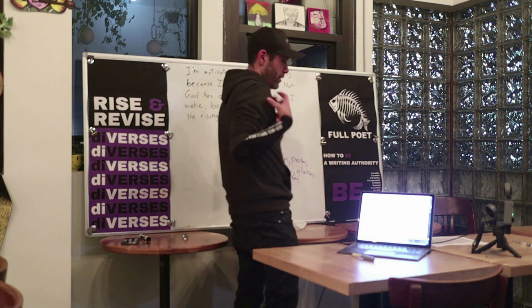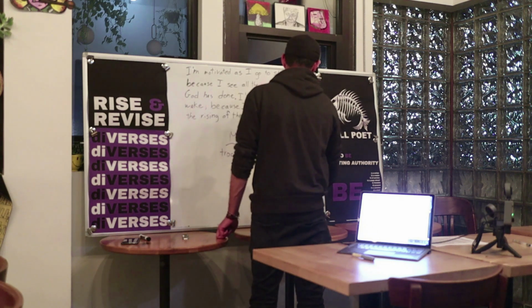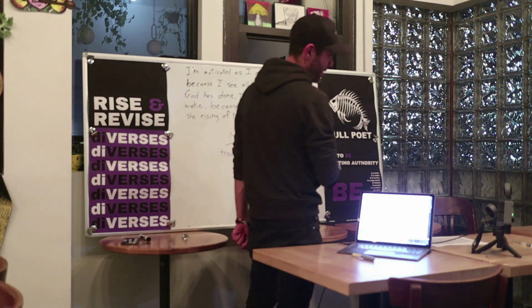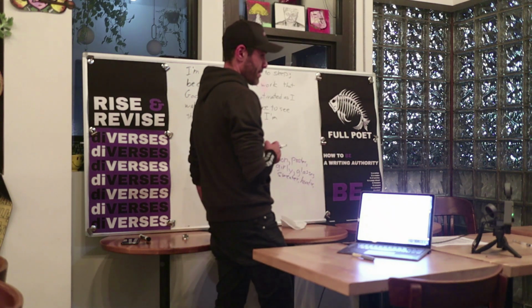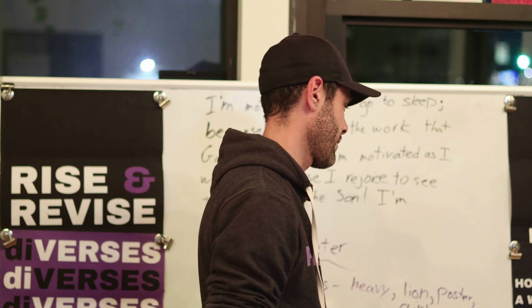I think for instance, you're wearing a sweater. I'm wearing a hoodie. Hoodie. That's strong to weak. How's that stress to weak though? Hoodie. Hoo is your stress syllable. Die is your weak syllable. Heavy. Lion. Poster. Girly. Glasses. Sweater.